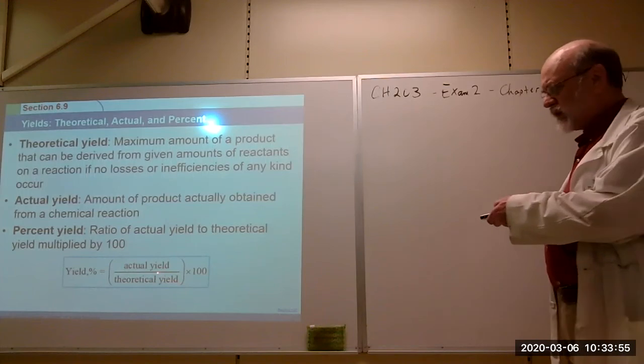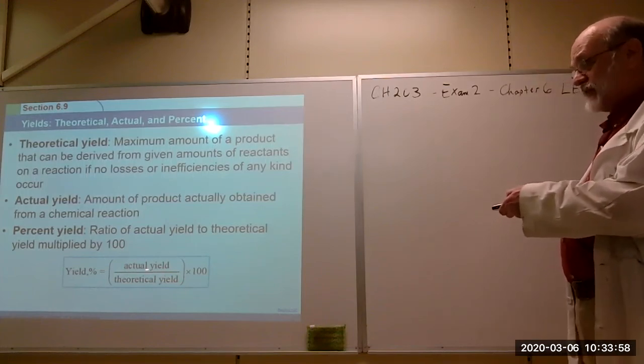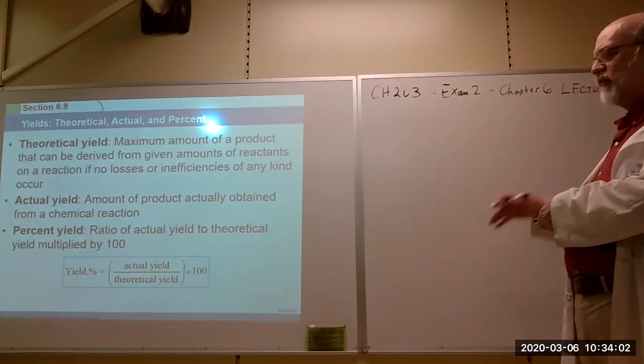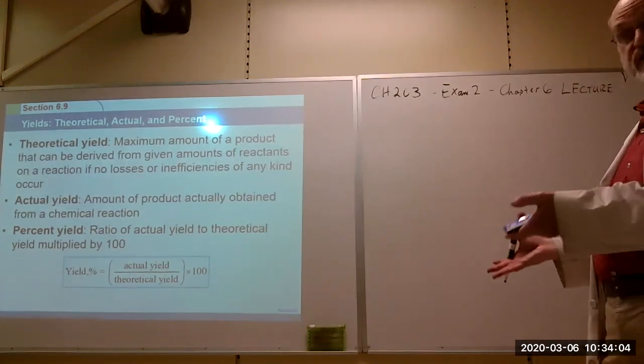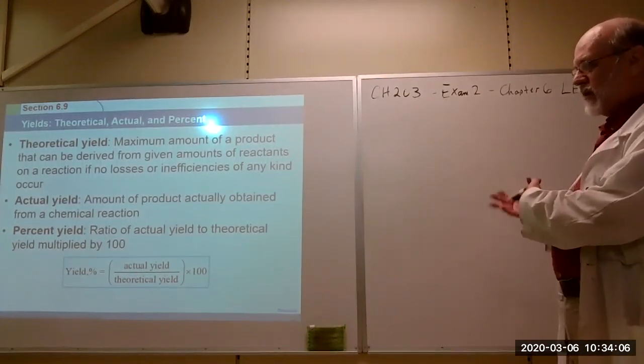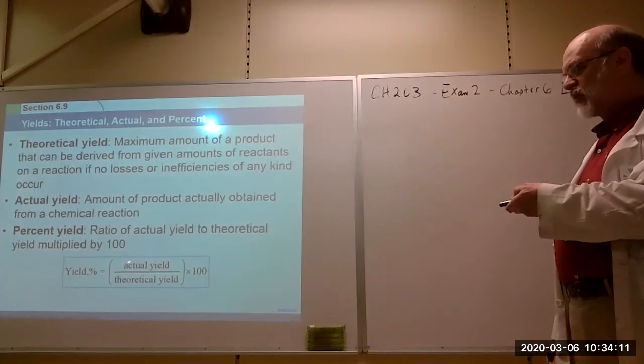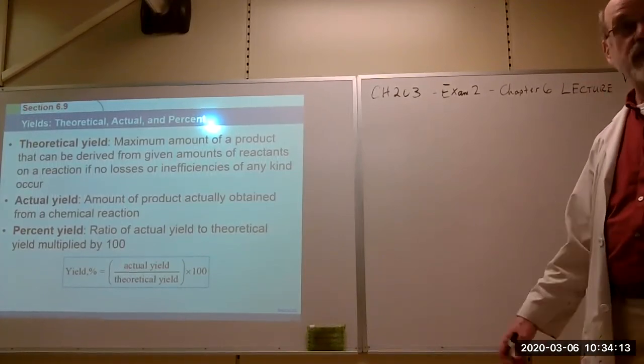So the theoretical yield you determine, and this is in mass. Right? So the theoretical yield is the mass of product of interest, and then what you actually get from the reaction for that product in mass. And it's just that ratio times 100.